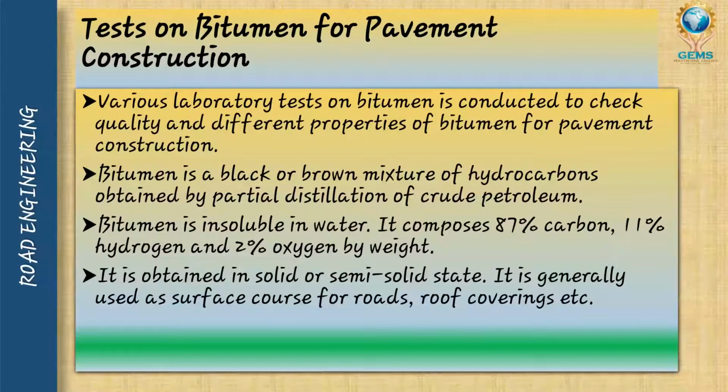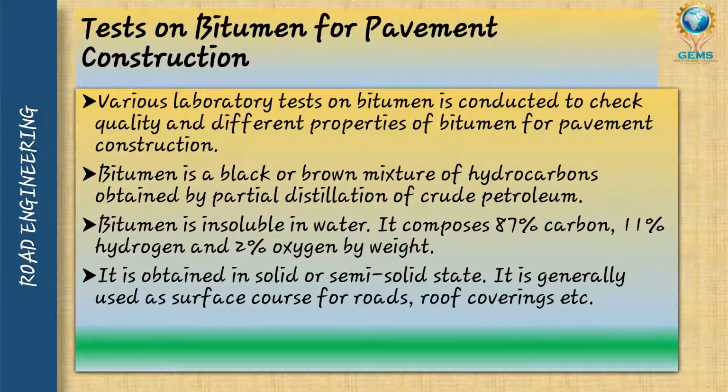Test on bitumen for pavement construction. Bitumen is a byproduct of petroleum. As we know, it is a byproduct of crude oil. While refining crude oil, we will get bitumen. Various laboratory tests on bitumen are conducted to check the quality and the different properties of bitumen for pavement construction. There are many types of bitumen tests which are conducted for the construction of pavement.